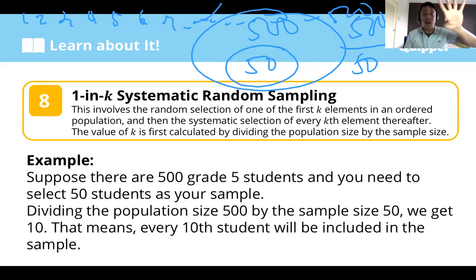Did you get it? So we have 4. The first one is simple random sampling, stratified, and then we have cluster, and then the kth element or the 1 in k systematic random sampling.